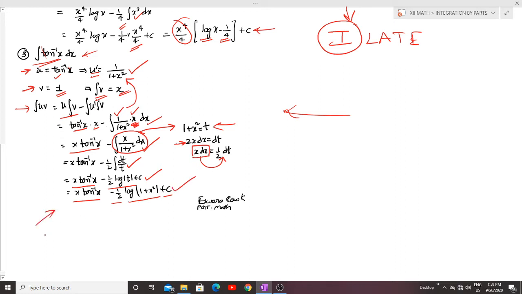This is how I use integration by parts. Similarly, you can try the integration of sin inverse x into dx. Okay, you can try this one.